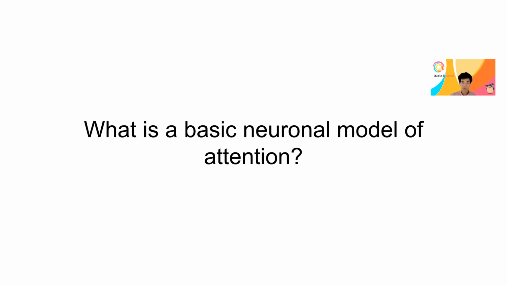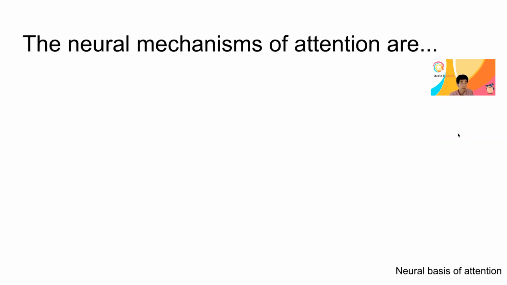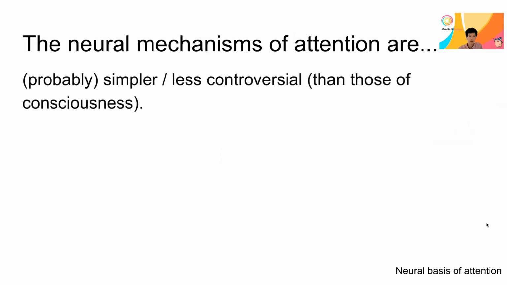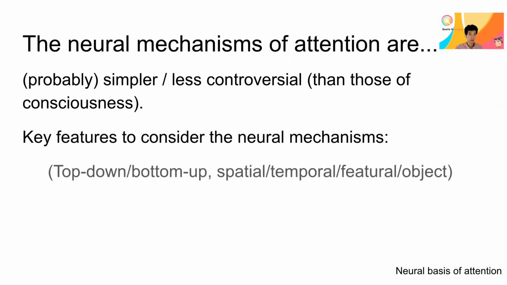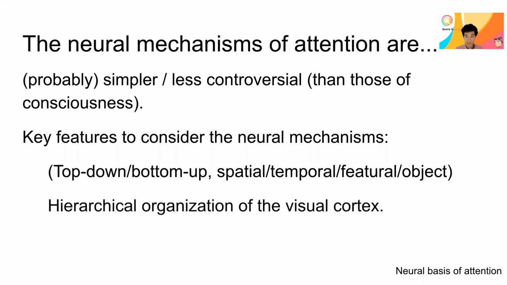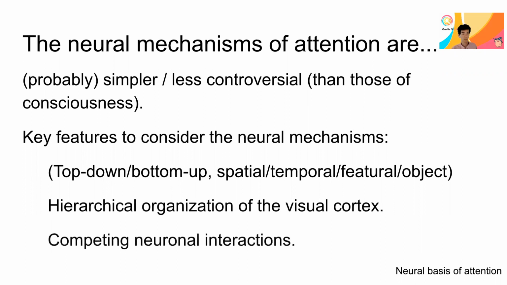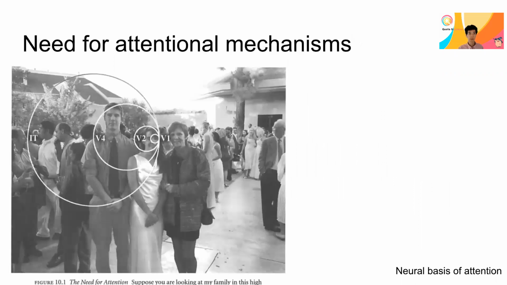Okay, what is a basic neuronal model of attention? Neural mechanisms of attention are probably simpler and less controversial than those of consciousness. Key features to consider in the neural mechanism are the following. One is whether they are measured under the top-down or bottom-up attention situation, and whether the attention is manipulated through spatial or temporal or feature or object attention. And key to understanding attention is the hierarchical organization of the visual cortex and also competing neural interactions.